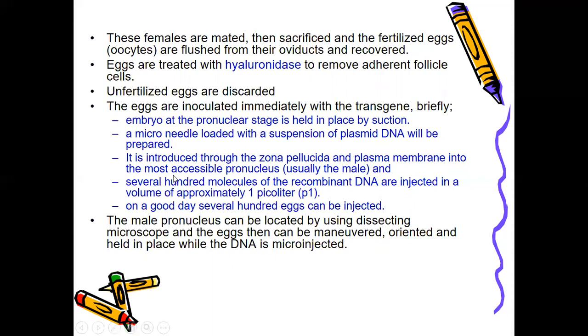It is introduced through the zona pellucida and plasma membrane into the most accessible pronucleus, and several hundred molecules of the recombinant DNA are injected in a volume of approximately 1 picoliter. On a good day, several hundred eggs can be injected in a single day. The male pronucleus can be located by using a dissecting microscope, and eggs can be manipulated, oriented, and held in place while the DNA is microinjected.